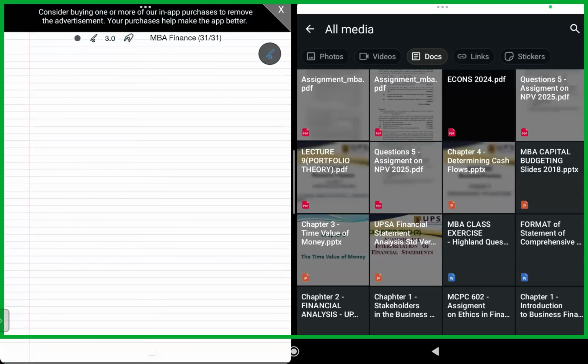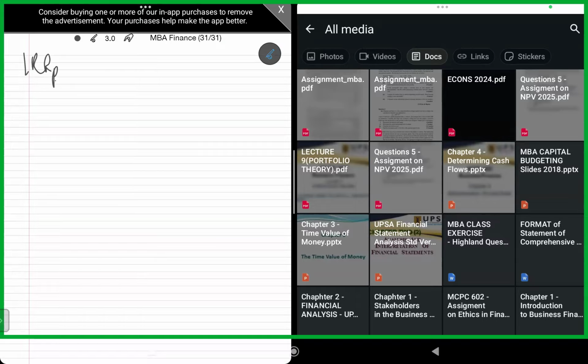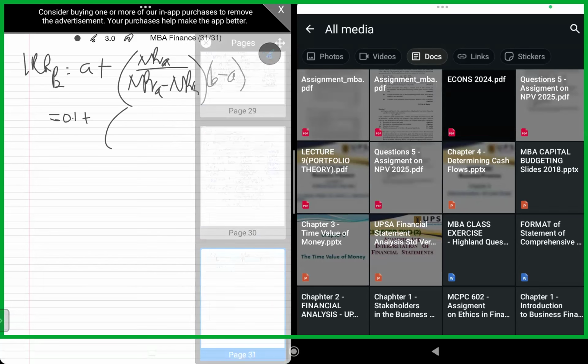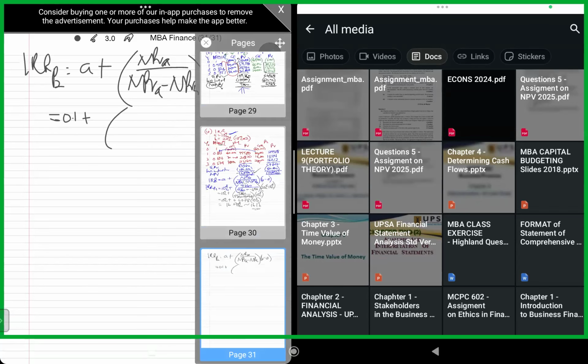IRR for plant 2, the same formula. So let me use the 10% you wanted. Let me use the percentage. So 10% gives us 0.1. Then you compare, you choose your better option. Plus, what is the NPVA for plant 2 when 10% was used?